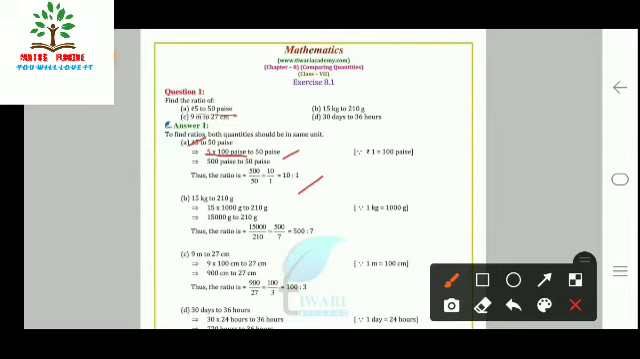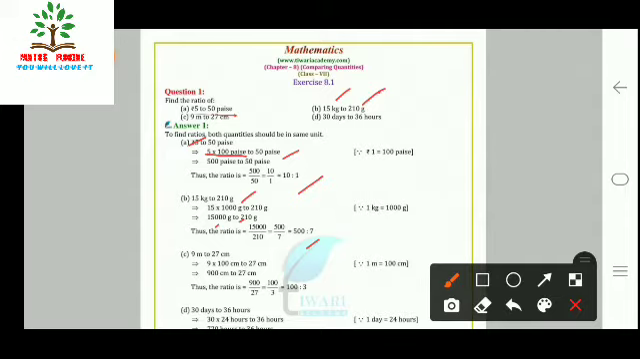Again we can see here one is in kg, the other is in gram. So either we convert both into grams or both into kg. Either means kg into grams or grams into kg. So we have written here 15 kg means 15 into 1000 gram, that is 15,000 grams, and 210 gram. So this is 15,000 upon 210, which is equal to 500 upon 7, that is 500:7.